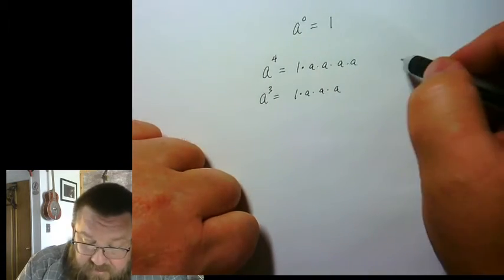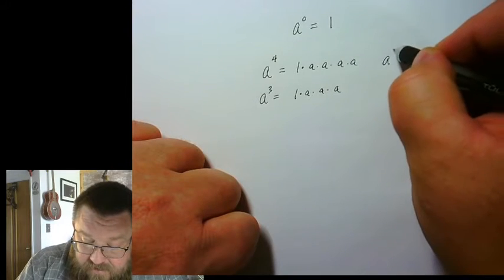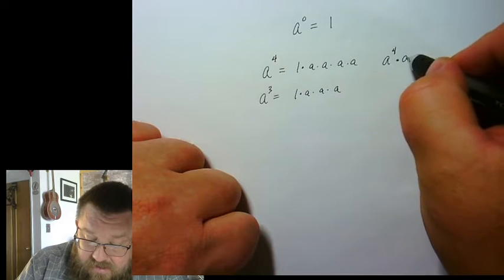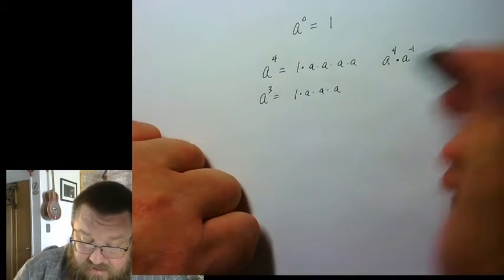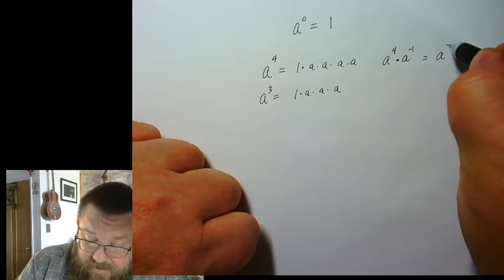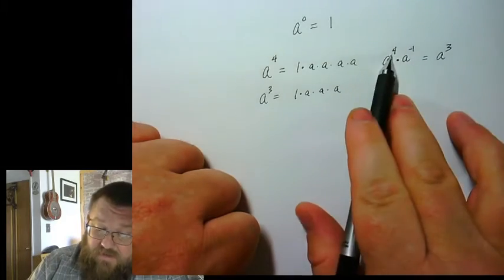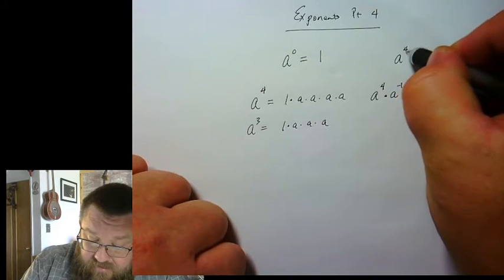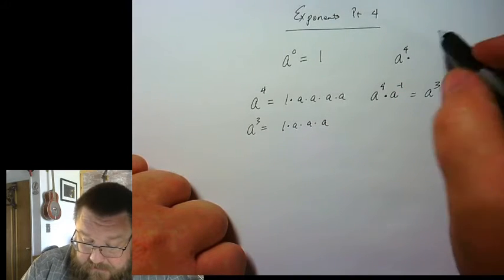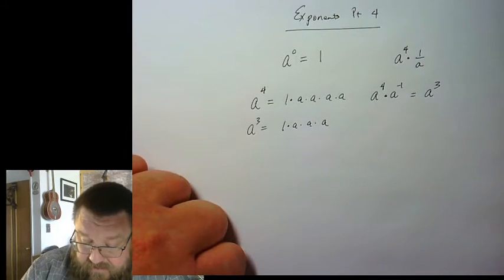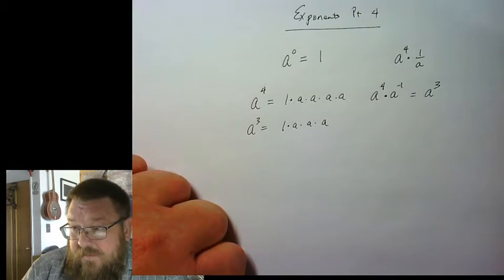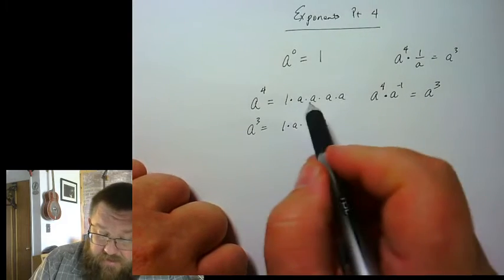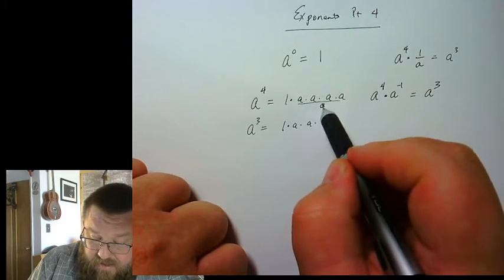Now, based on what you know from before, if I said that, would you guys agree that that would be A to the third? Right? Because the bases are the same, you add those exponents. Or, what if I said this, 1 over A? Would that be the same also? Yeah, absolutely. And that would be A to the third as well, because we're taking this whole thing and we're dividing it by A, and those would reduce.